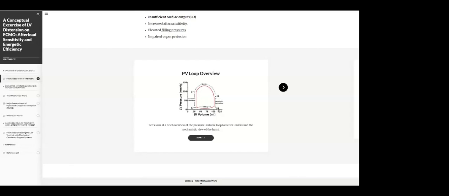And so to start off, we have 4 valvular events labeled A, B, C, and D. So you can think of those as the 4 corners. And again, each of those 4 corners are going to be a valvular event. Next, we have 4 phases.